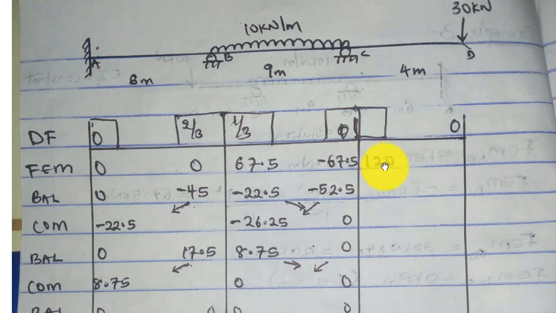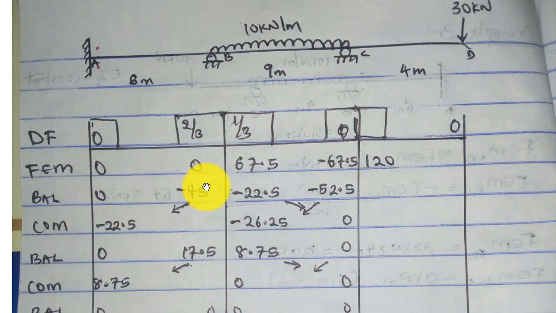Also here, minus 67.5 plus 120, you have 52.5. Change the sign, you have minus 52.5. Minus 52.5 times 1, you have minus 52.5. Okay? So now, the next thing to do is what?